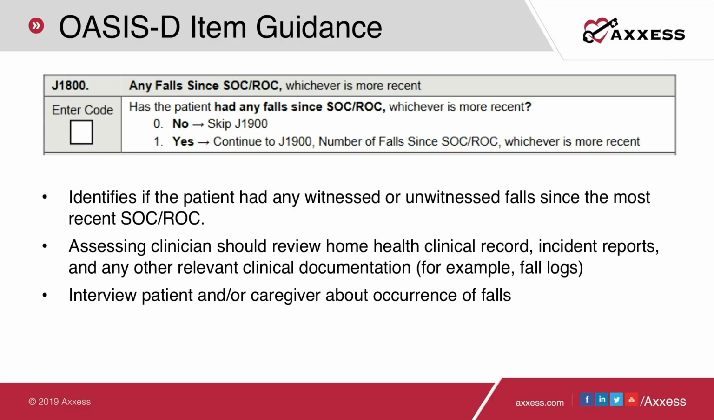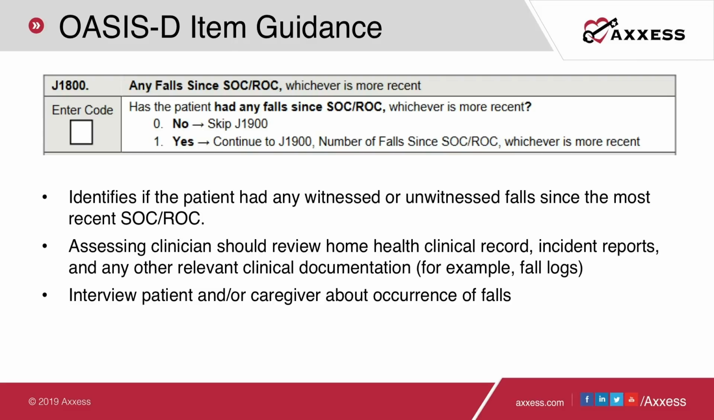All right, finally, we're down to our last 2 items. J1800 is any falls since start of care, resumption of care, whichever is most recent. We're going to enter the code either 0 or 1 to indicate if the patient has had any falls since start of care or resumption of care, whichever is the most recent. If they haven't, we don't have to answer how many, which is J1900. If so, we'll go ahead and answer J1900, however.